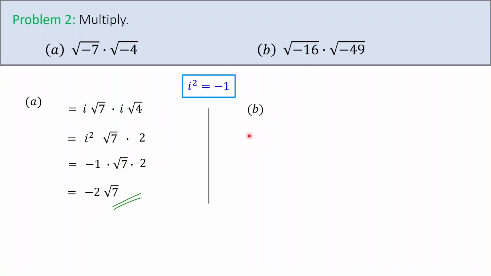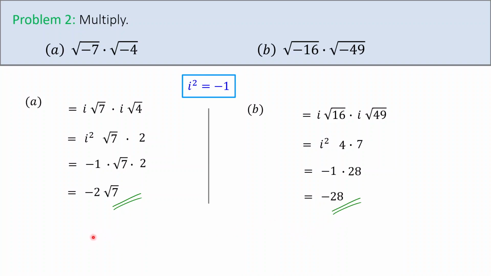Now this one, this is equal to I square root of 16 times I square root of 49, equal to, multiply I and I, you get I squared, square root of 16 is 4 times square root of 49 is 7, equal to, I squared is negative 1 times 4 times 7 is 28, equal to, negative 1 times 28 is negative 28.